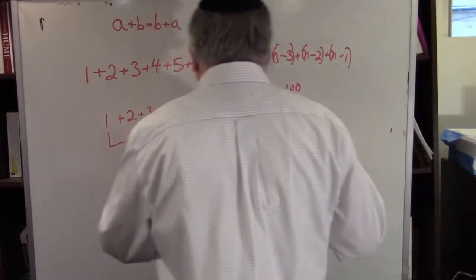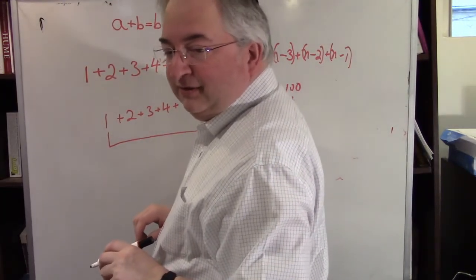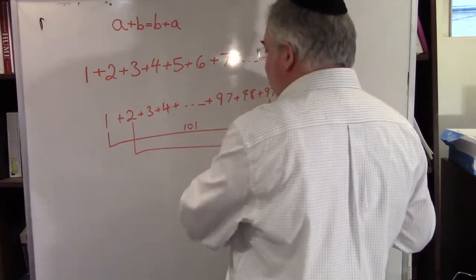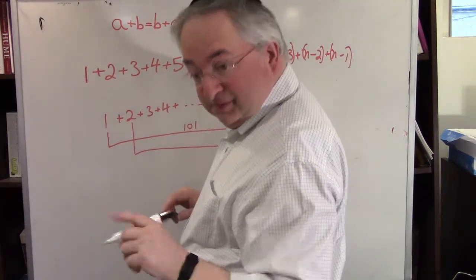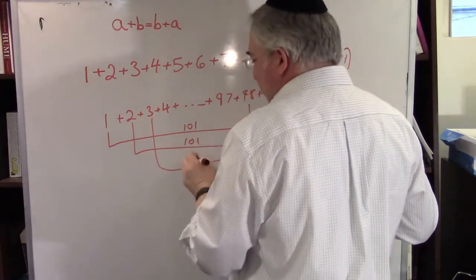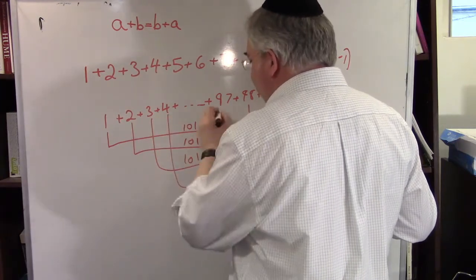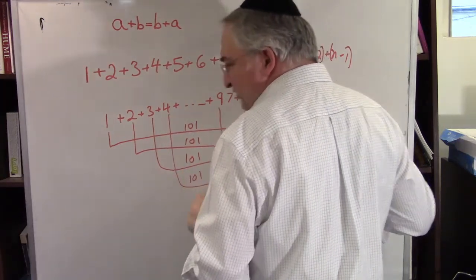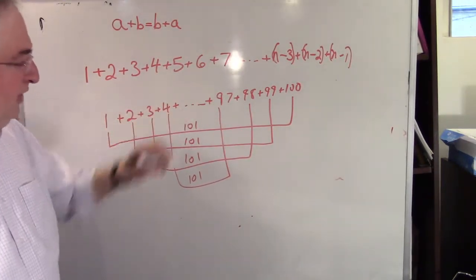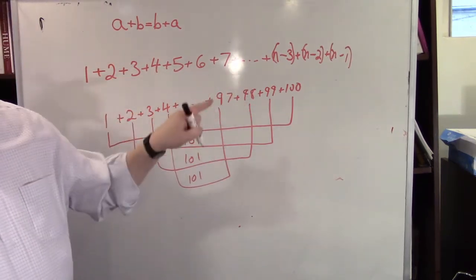Watch. 1 plus 100 is how much? 101. What's 2 plus 99? 101. What's 3 plus 98? 101. What's 4 plus 97? 101. They're always like that. So he said, instead of adding them in order, add them out of order.